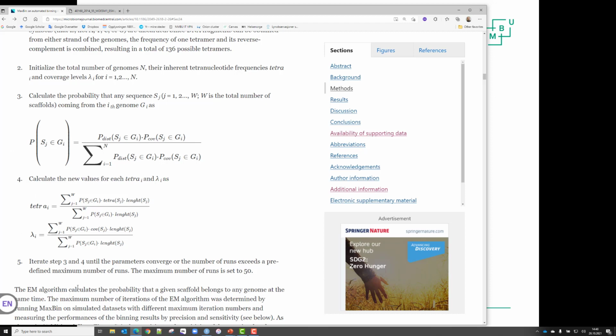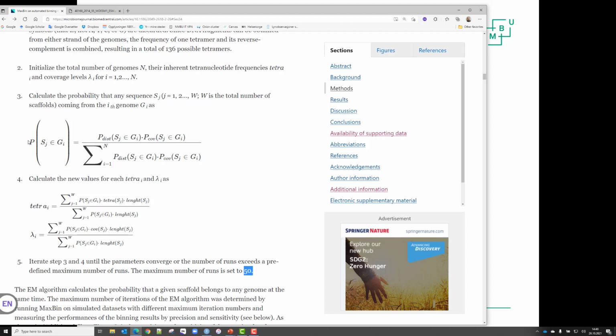And finally it converges, or actually they have set an upper threshold. If you have iterated back and forth more than 50 times, you give up, because it could happen that it doesn't really converge. It starts shifting at a very stable position between two different states. Yeah, this is technical details. But that's the idea of the EM algorithm.